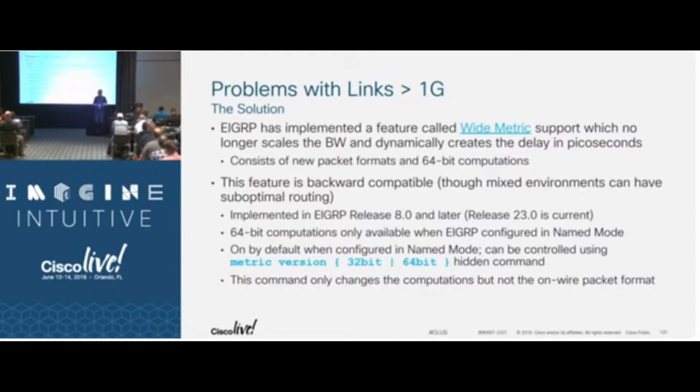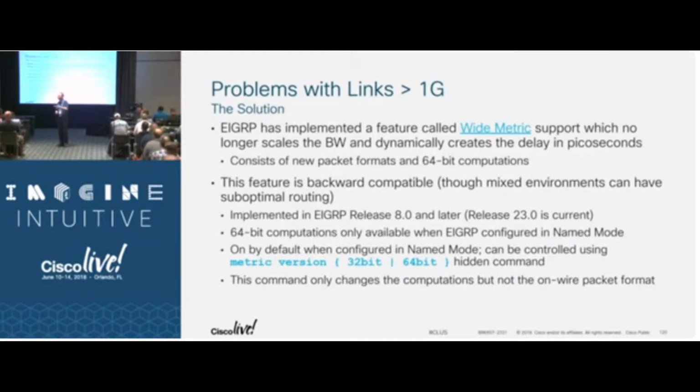Once the routers support this new packet format, they will always use it if they support it. If they don't, they will continue using the old one. The computations in the background can still be done in 64-bit precision or 32-bit precision. They will be 64-bit by default if you do the named mode, right? The moment you do the named mode, you get 64-bit computations. On a router that supports these wide metrics, but you do a classic mode, just router EIGRP 1, you will get just 32-bit computation.